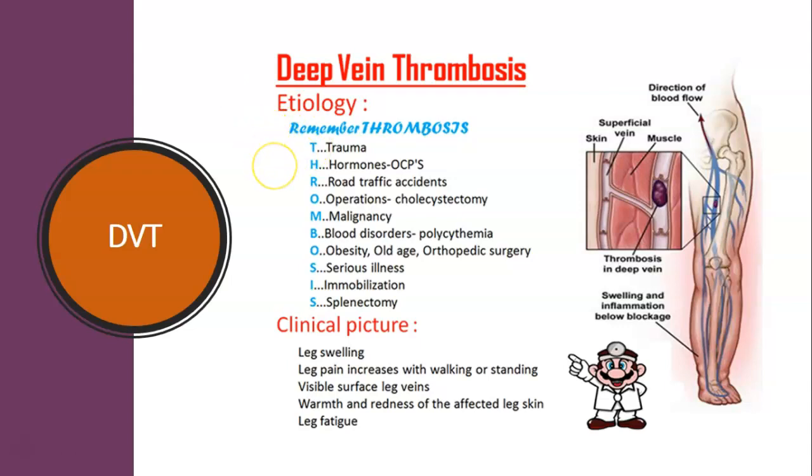Etiology, this is a great picture. Remember thrombosis, trauma, hormones. This will be your contraceptives, road traffic accidents, operations, malignancy, blood disorders, obesity, old age, orthopedic surgery, serious illness, immobilization, and splenectomy. Clinical picture, you'll typically see the leg look swollen. There may be some leg pain that's increased with walking or standing, visible surface leg veins, warmth and redness of the affected leg skin, and fatigue.